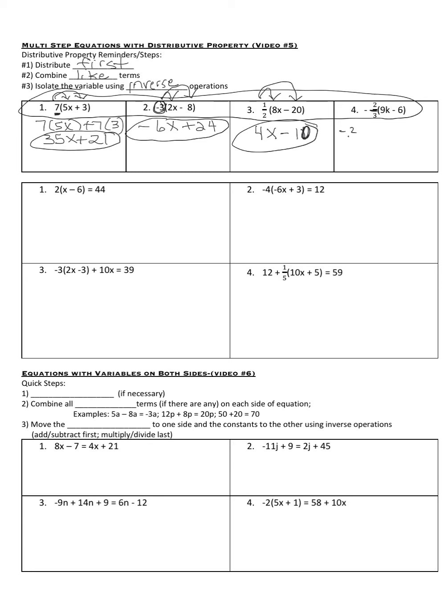You're going to have negative 2/3 times 9k. Then you're going to have negative 2/3 again, multiplied by negative 6. So when you multiply negative 2/3 times 9, negative 18/3k, and then negative 2 times negative 6 would be a positive 12 divided by 3. Negative 18/3 is negative 6k, and 12/3 is 4. And these are not like terms, so you would be done. So those are just practicing distributive property.